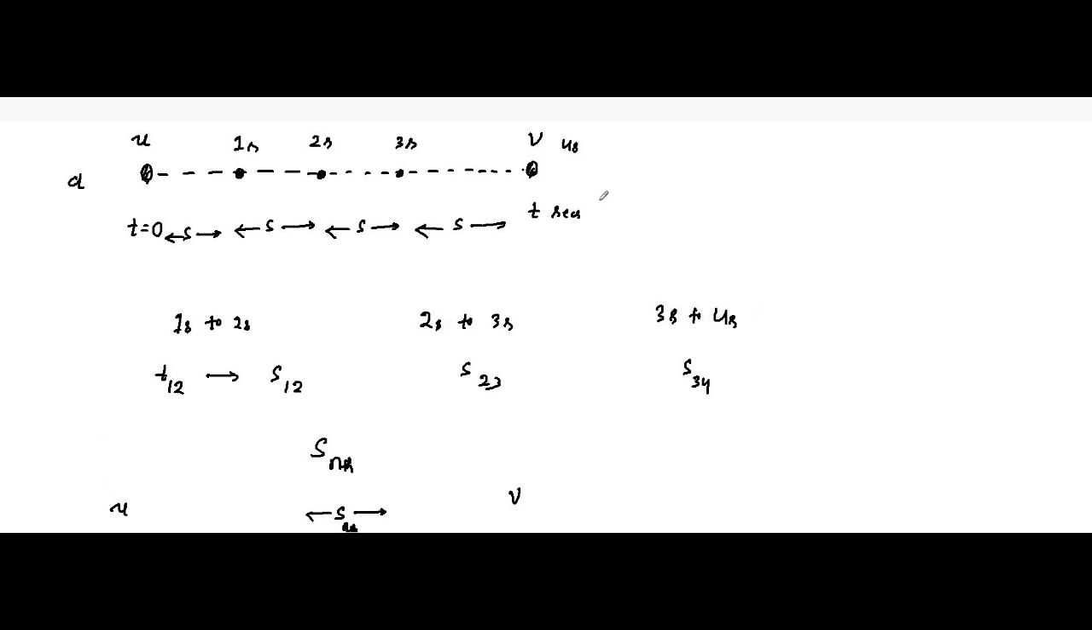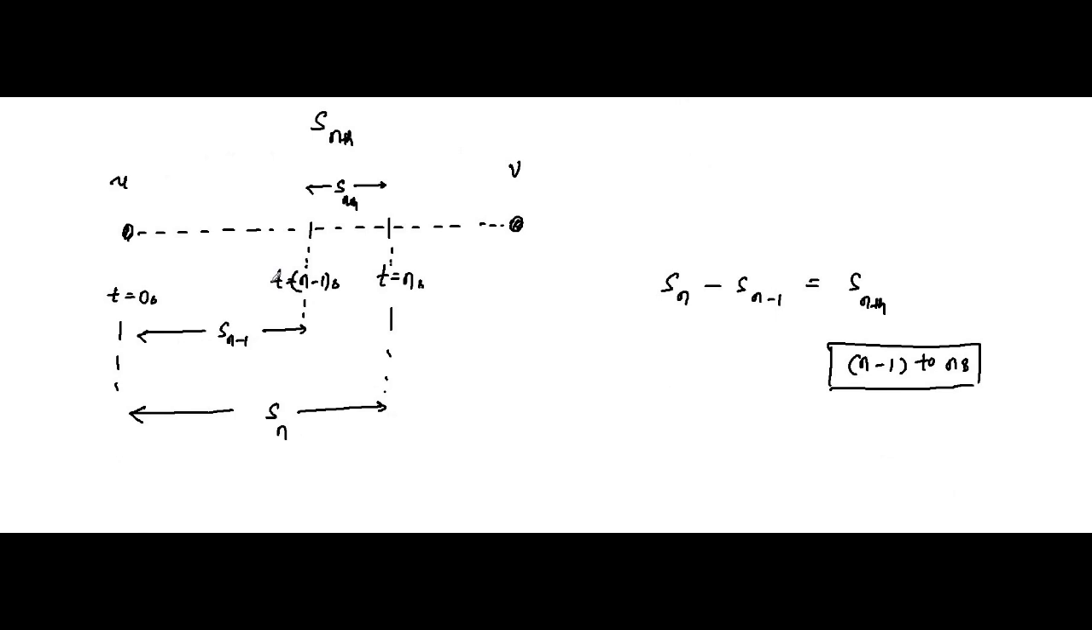If you notice, here the time duration is 4 minus 3 equals 1 second gap. Here also 3 minus 2 equals 1 second gap. Here 2 minus 1 equals 1 second gap. They are 1 second time gaps. So this is called the displacement during the nth second, that is, the displacement happening between any time instant n and n minus 1.